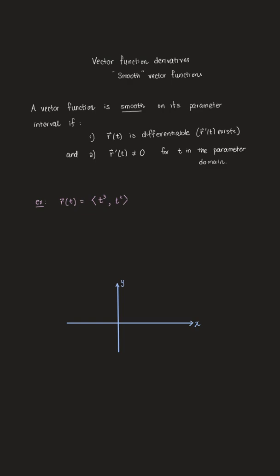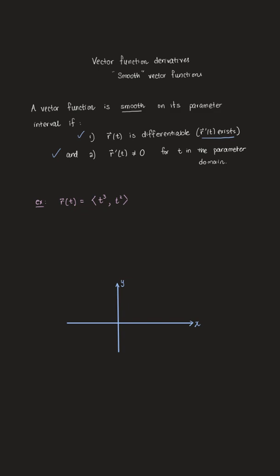Okay, let's talk about what it means for a vector function to be smooth. A vector function is smooth on its parameter interval for t if two things happen. The vector function r of t is differentiable, in other words, the derivative exists, and the derivative is not equal to 0 for any value of t in its domain.